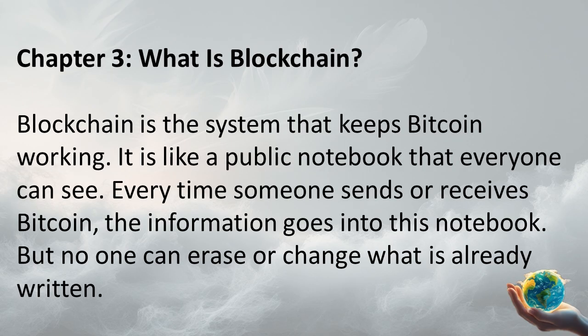Chapter 3. What is blockchain? Blockchain is the system that keeps Bitcoin working. It is like a public notebook that everyone can see. Every time someone sends or receives Bitcoin, the information goes into this notebook. But no one can erase or change what is already written.